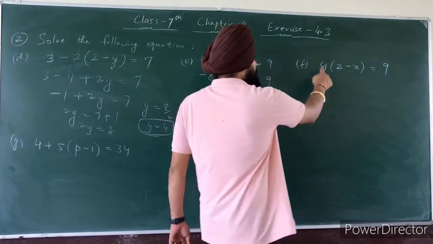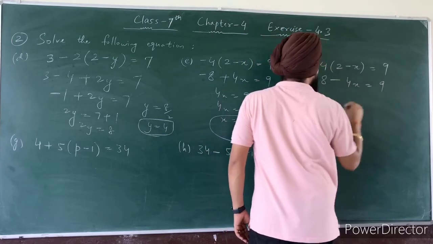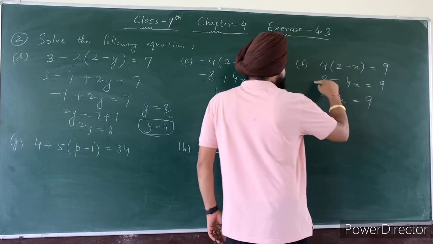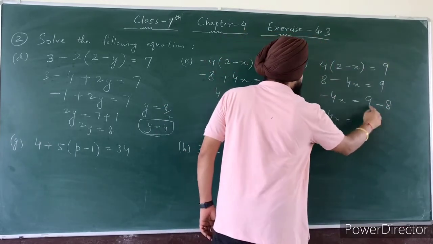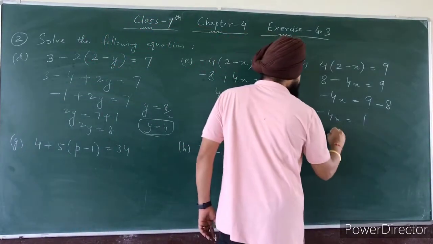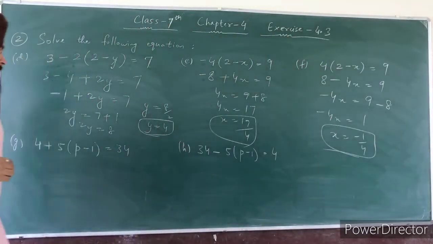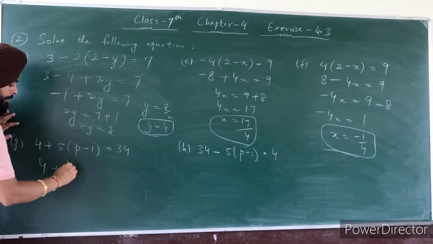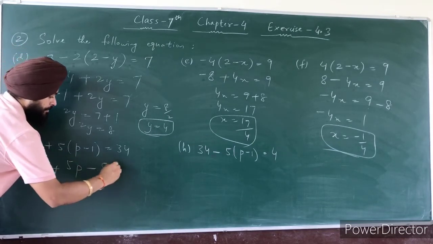Next, F part. 4 into 2, 8, minus 4 into x, 4x, is equal to 9. Or minus 4x is equal to 9. Take plus 8 to the right hand side, this minus 8. This is 9 minus 8. How much? 1. Now minus 4 is the coefficient of x, therefore the value of x is what? Minus 1 over 4.